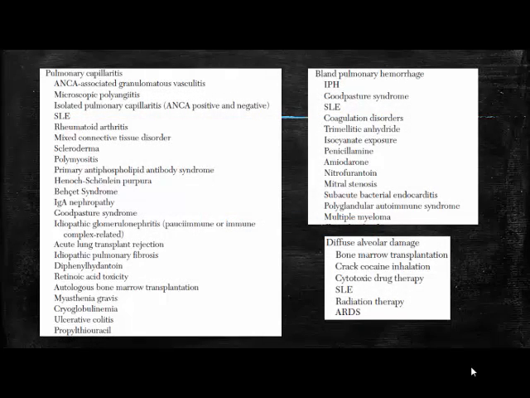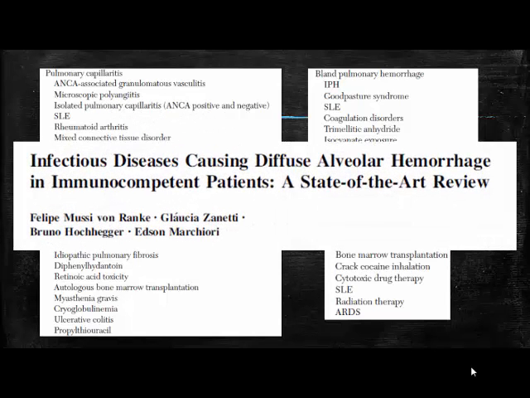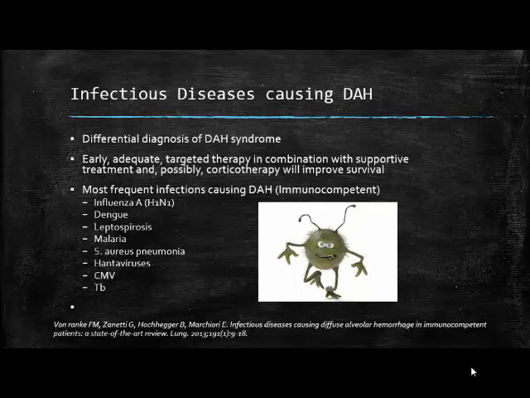So those are the main causes for DAH. But as I was saying before, we need to do a BAL, we need to rule out infection. And why is that the case? Because it should also be included within the differential of diffuse alveolar hemorrhage, and this could happen in immunocompetent hosts too. Early targeted therapy in combination with supportive treatment and possibly steroids will improve survival in these patients. The most frequent causes of infections are H1N1, dengue, leptospirosis, malaria, Staph aureus, hantavirus, CMV, and TB.